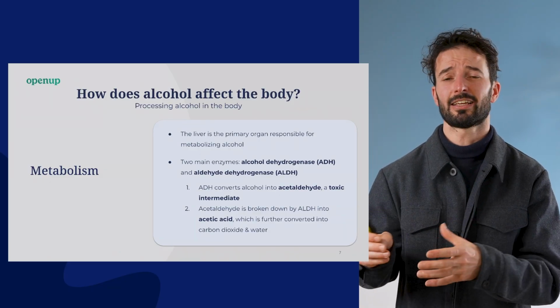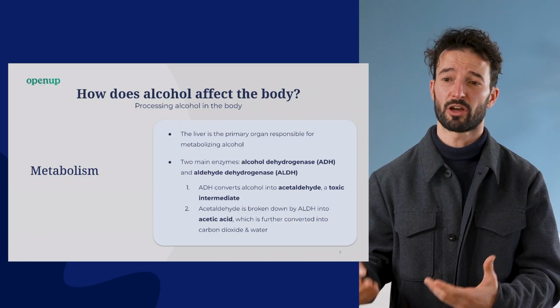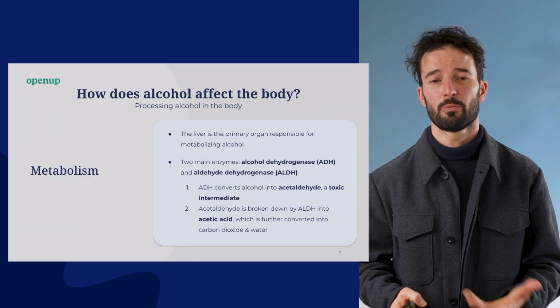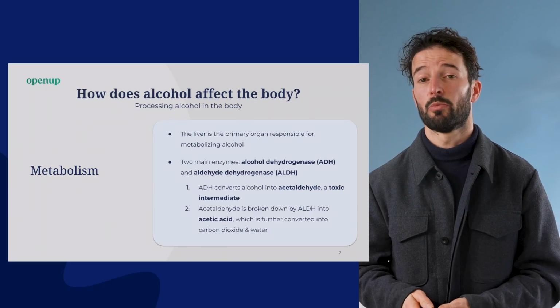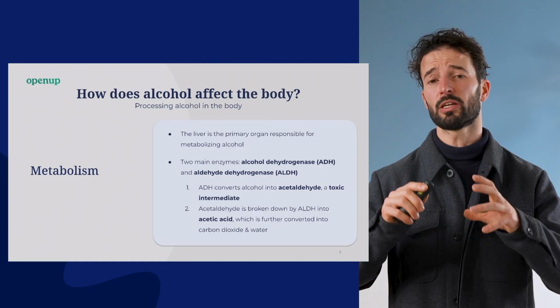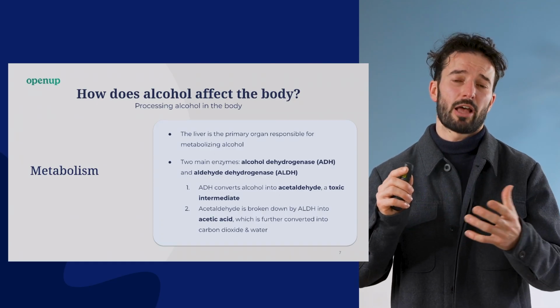So acetic acid is transformed into carbon dioxide and water again, and you expel this either by going to the toilet, peeing, or you expel this by breathing carbon dioxide out. So this is basically how we metabolize alcohol.